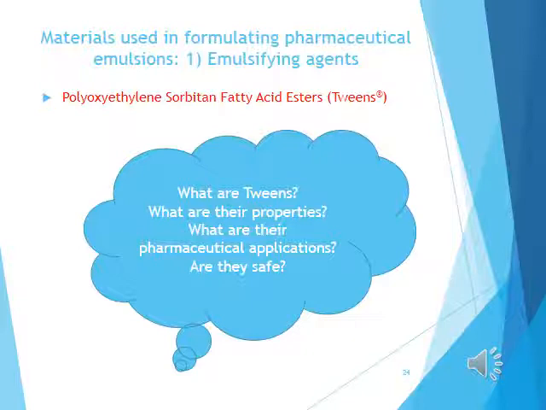This slide is showing the last type of emulsifying agents as an example. So here we have the polyoxyethylene sorbitan fatty acid esters, or what we call tweens. We want to know what tweens are, what their properties are, what their pharmaceutical applications are, and whether they are safe to be used in pharmaceutical formulations or not. So we'll try to answer all these questions in the next slides.